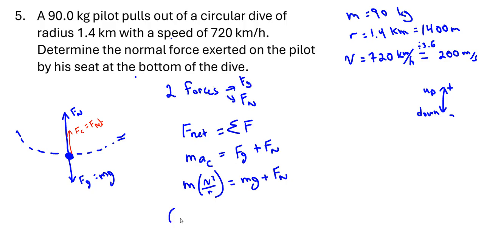Okay, let's plug our values in. We got 90 kilos for the mass. For the speed, we got 200 meters per second, so we'll put 200 squared. For our radius, we'll go 1,400 meters. On the other side, we've got 90 kilos again. And for g, it's down, right? So negative 9.8, our acceleration due to gravity, and we got our normal force.